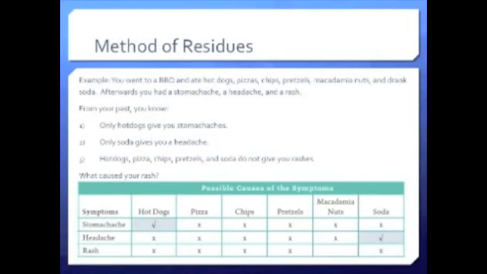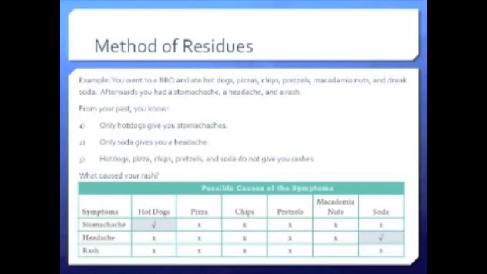You can see that we went ahead and placed a check where the stomach ache and hot dog intersect, and we placed an X in the rest of the cells in this row. This is because, according to your history, only hot dogs give you stomach aches. We also know that only sodas give you headaches, so we place a check in the headache row that intersects with the soda column. We also place an X in the rest of the cells for this row. Finally, we place an X in the cells where the row for rash intersects with the columns for hot dogs, pizza, chips, pretzels, and soda.